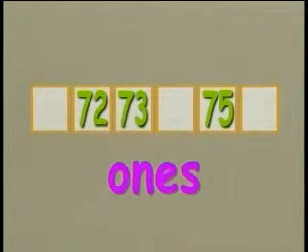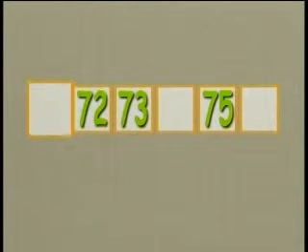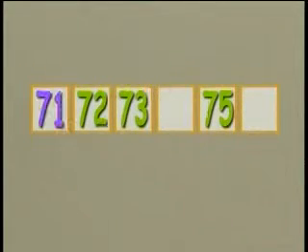Complete the number sequence. What number? 72, 73. What number? 75. What number? When we look at the numbers, we see that after 72 is 73. This means that the sequence is a count on in ones. So, the first number should be one smaller than 72, which is 71.